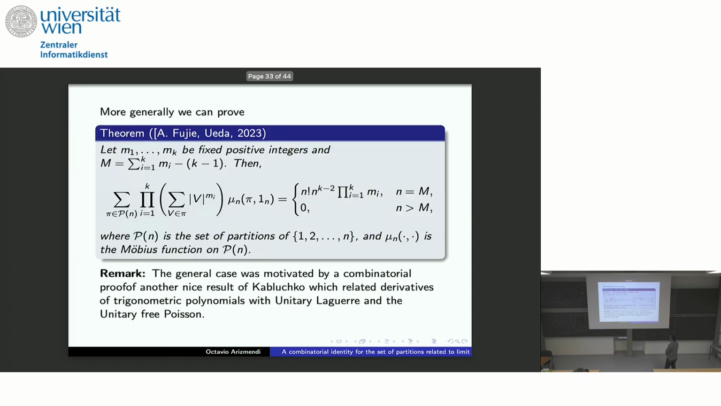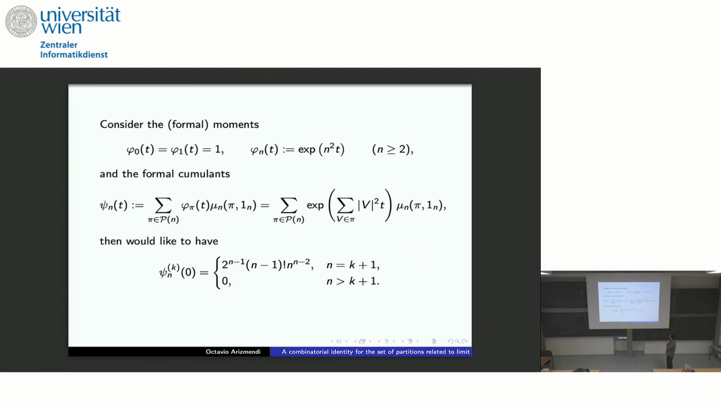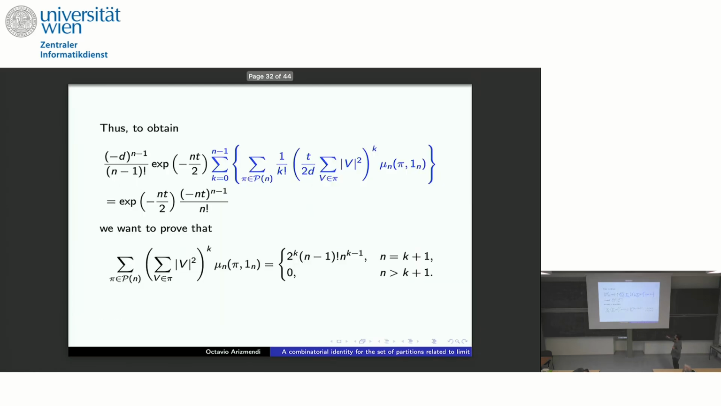You can do similar things with another very nice paper of Kabluchko, where he also proved, using a sample point, a result relating trigonometric polynomials and derivatives of trigonometric polynomials to the unitary Laguerre, and it shows that it converges to the unitary free Poisson. What I'm saying is that there was a more general result, and for that other result we needed this more general formula, not only with the m's equal to 2. Of course, we first proved the other one, and then we were motivated to do this one. I will give you a proof using Poisson variables, which I think is very nice. This is the idea: our goal is to prove this formula.